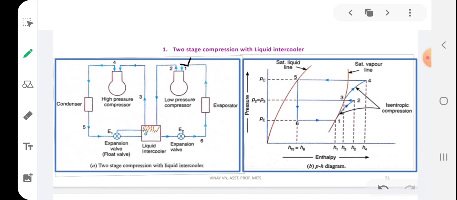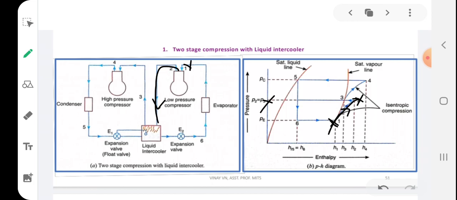This is our starting point, one. Suppose from the evaporator the dry vapor refrigerant is fed into the low pressure compressor. You can see in your pH diagram, this is one. From 1 to 2, the vapor is compressed isentropically to an intermediate pressure P2, and this is fed into a liquid intercooler.